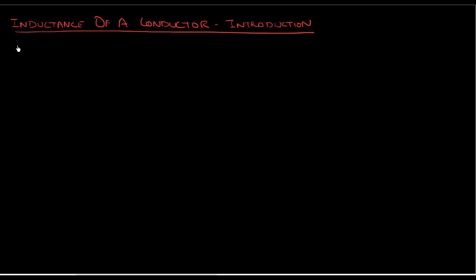When we started our discussion on transmission line modeling, I had mentioned that there are three parameters we need to concern ourselves with: resistance, inductance, and capacitance. Last few videos we've already talked about resistance, and we're going to start our series of videos on inductance today.